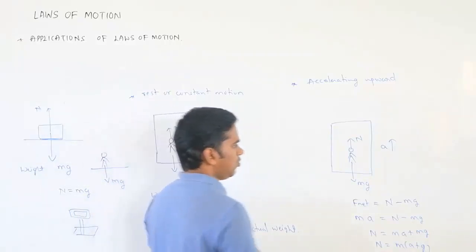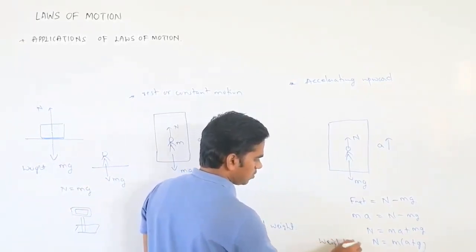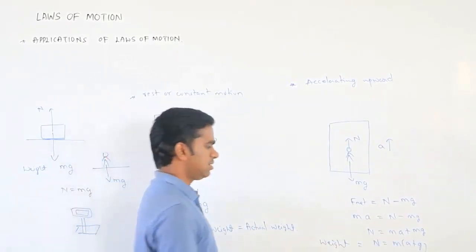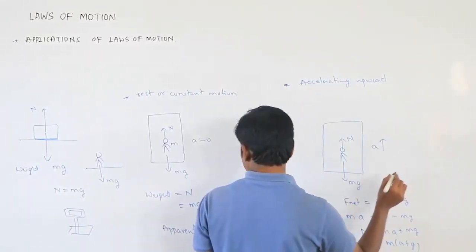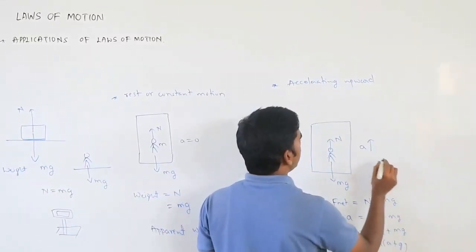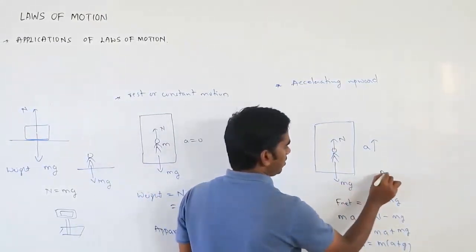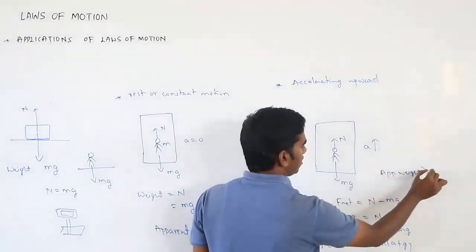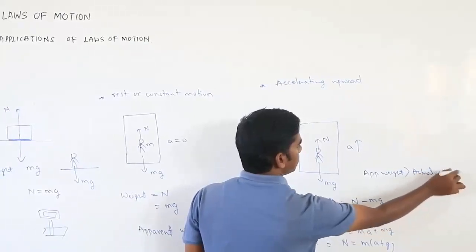That means weight is equals to what? Weight is equals to, normal is equals to what? Mass into acceleration plus acceleration due to gravity. That means weight increases. That means apparent weight is more than actual weight.